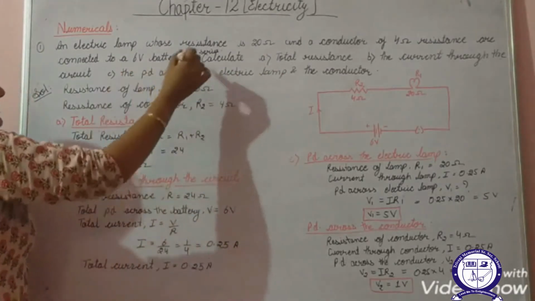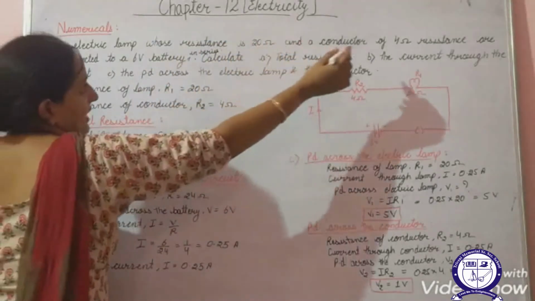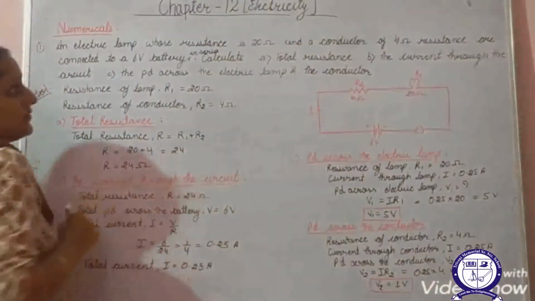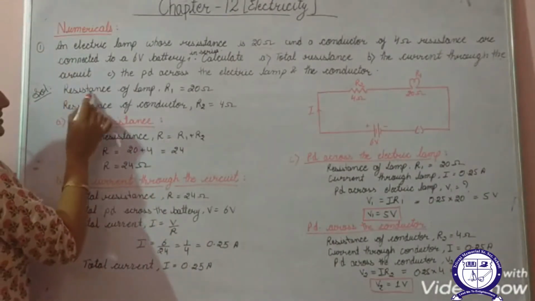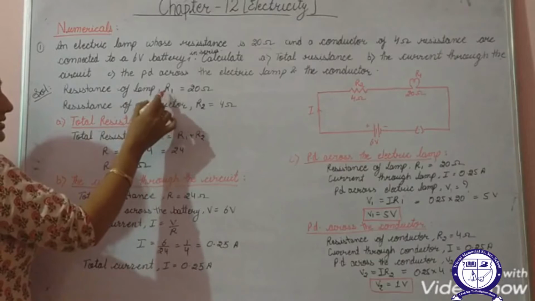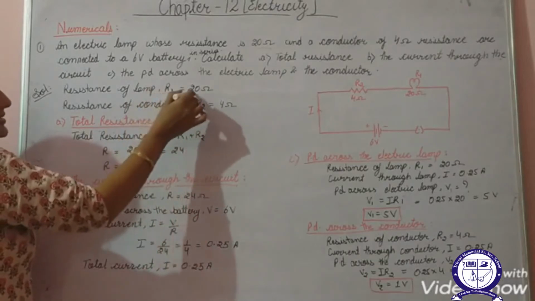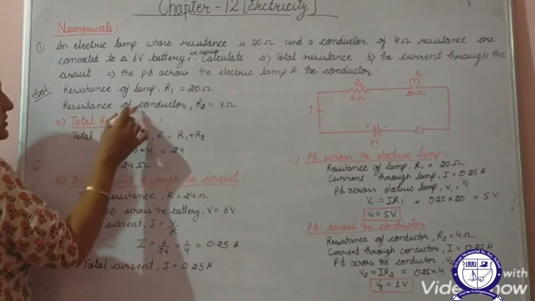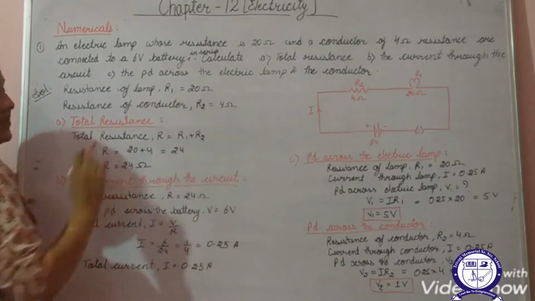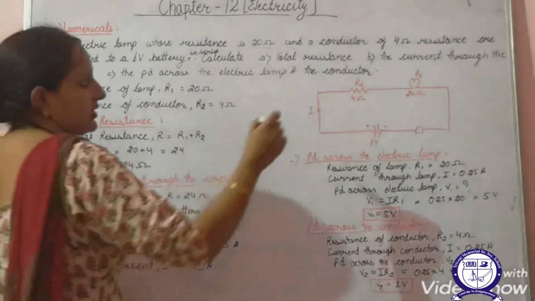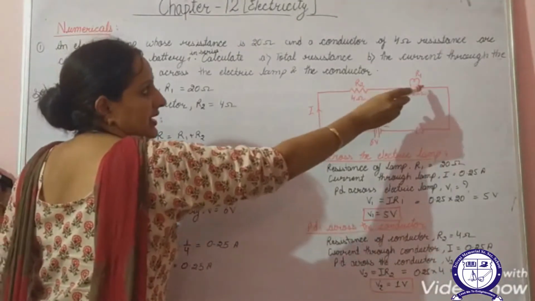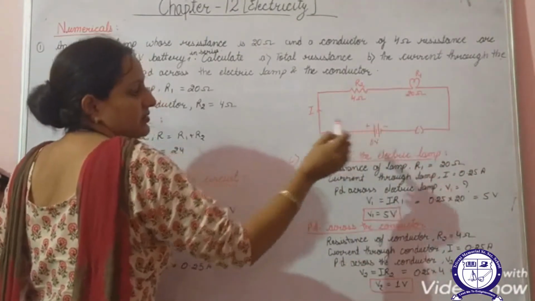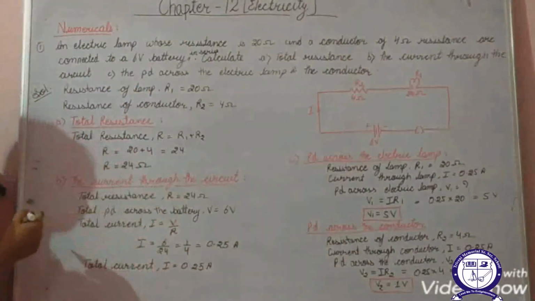So here the resistance of the lamp and the resistance of the conductor are given to be 20 ohm and 4 ohm. First of all, we'll write that the resistance of the lamp, let us say R1, is given as 20 ohm, and the resistance of the conductor, let it be R2, is given as 4 ohm. In the figure we have shown this is the conductor and this is a lamp. They are connected in series with a battery of 6 volt.